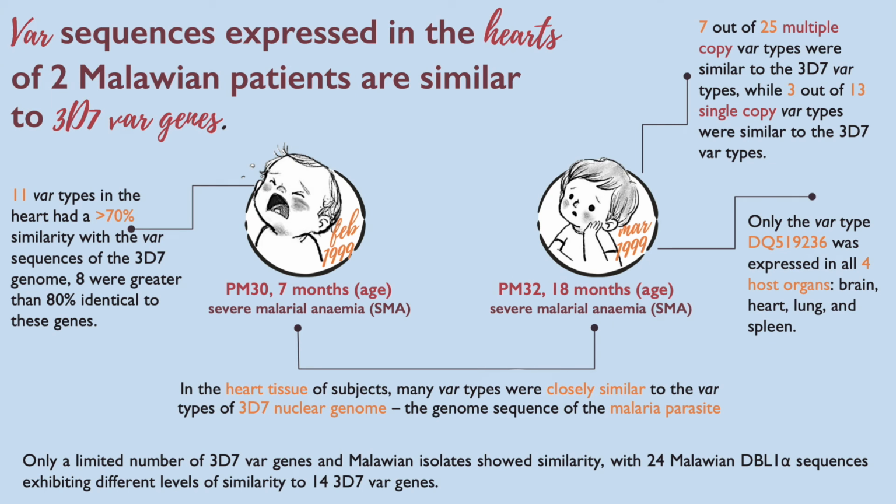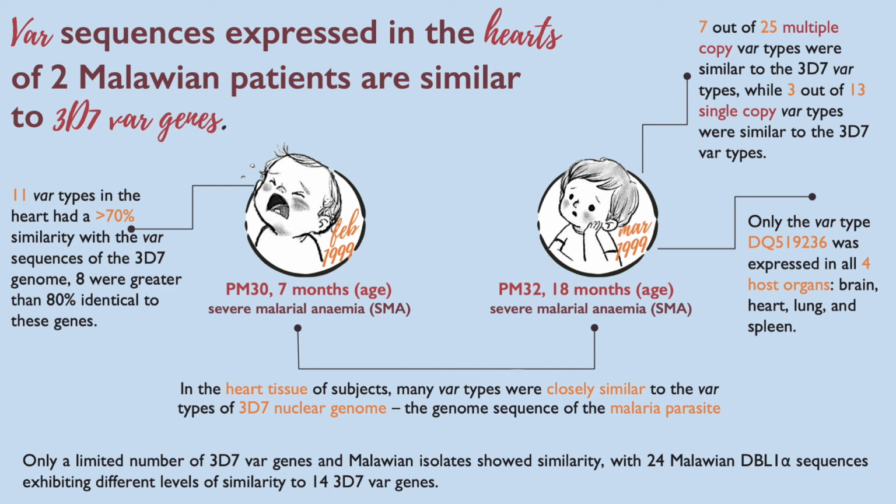Many of the VAR types expressed in the heart tissue of PM30 and PM32 were highly similar to 3D7 VAR types, which is the genome sequence for the human malaria parasite. All 11 VAR types detected in the heart of PM30 had a similarity of 70% with the 3D7 genome, and 8 were greater than 80% identical.